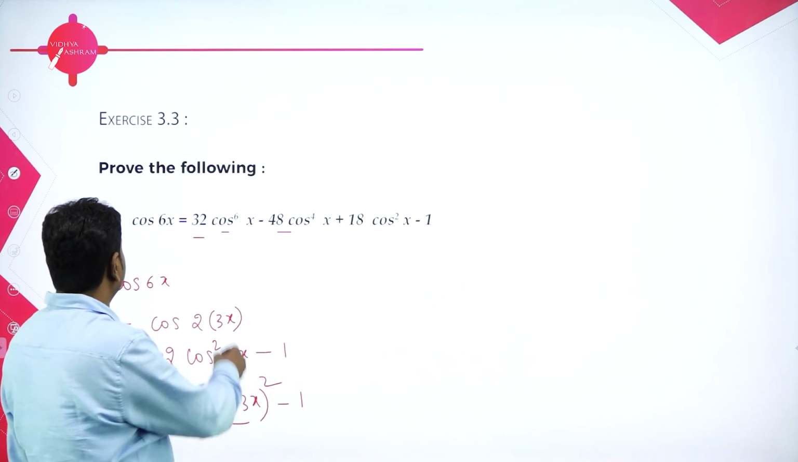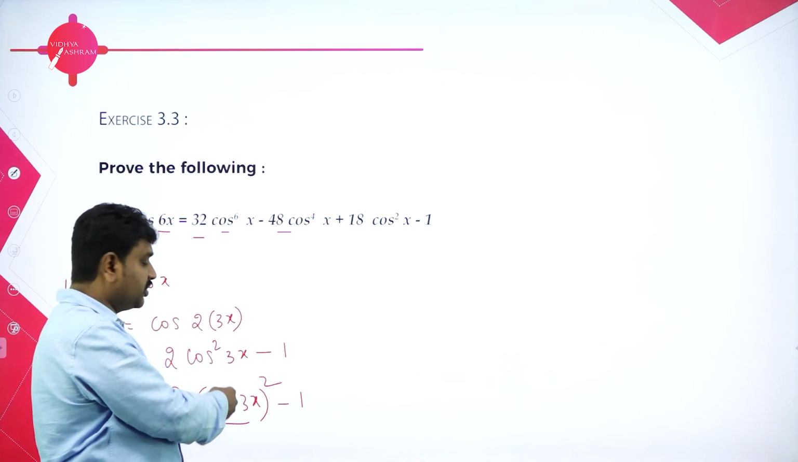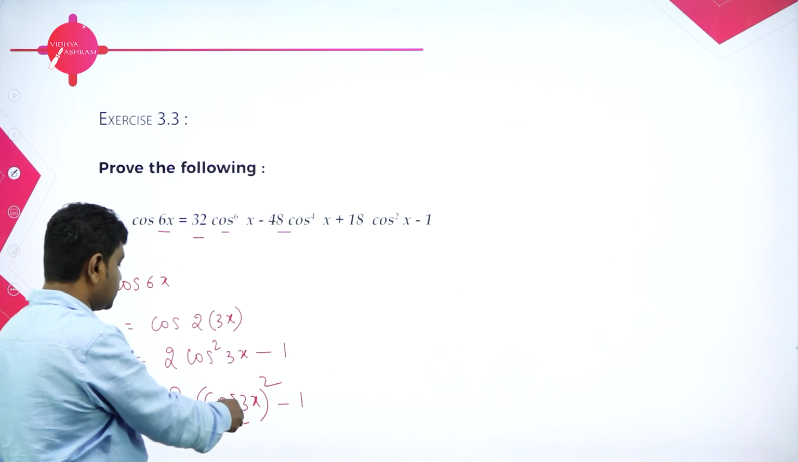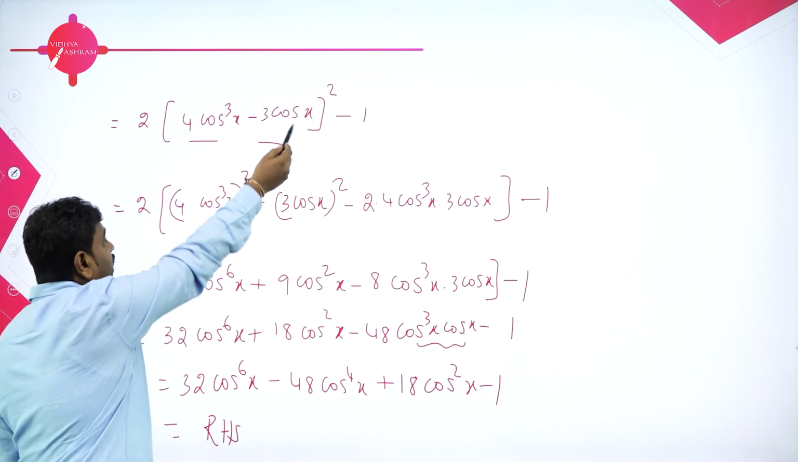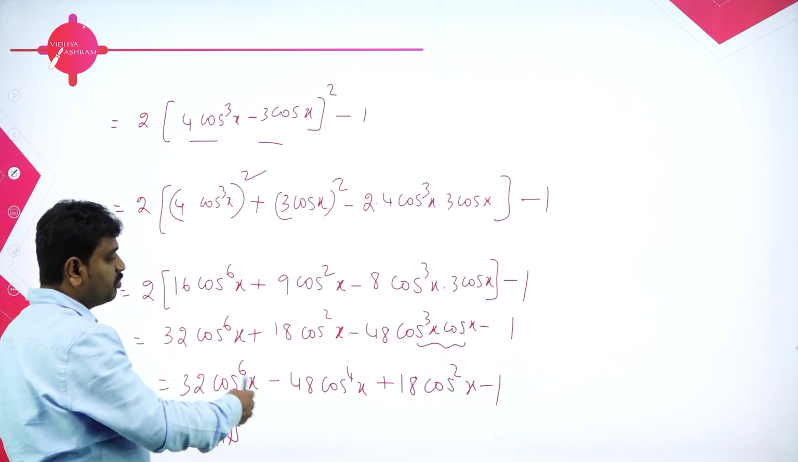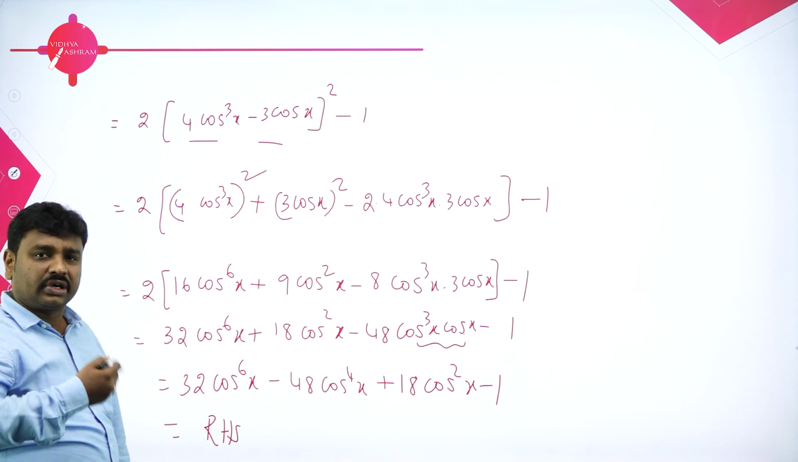Simple. What have we done? We took cos 6x as cos 2 into 3x. Cos 2 theta can be written as 2 cos square theta minus 1. For this cos 3 theta, again cos 3 theta can be written as 4 cos cube theta minus 3 cos theta, and the whole square. Apply a minus b the whole square, simplify, and you'll get the answer. So with multiple angles, if you are thorough, you can do the problems.